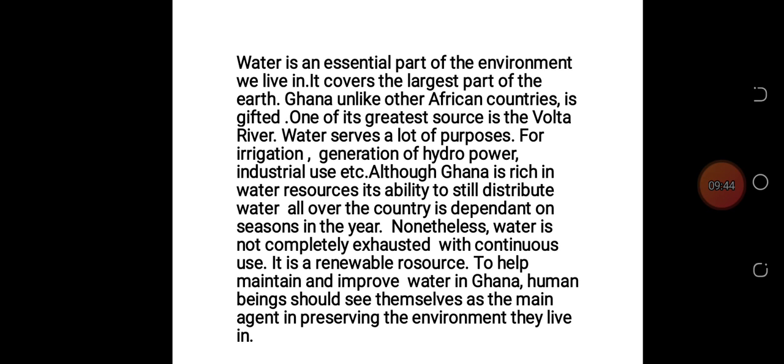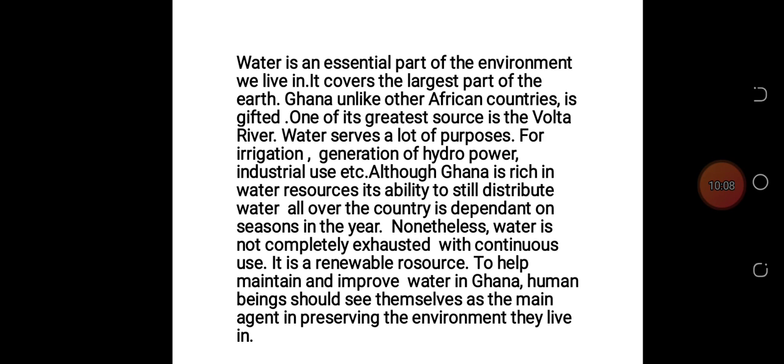Water is an essential part of the environment we live in. It covers the largest part of the earth. Ghana, unlike other African countries, is gifted. It means Ghana is so much blessed. Compared to other countries, Ghana is so much blessed.